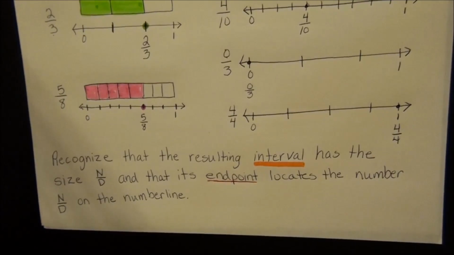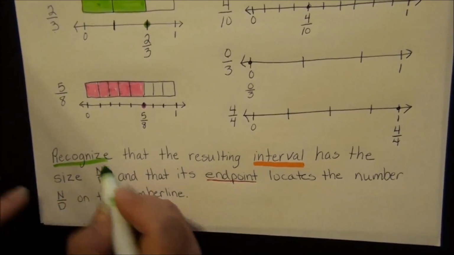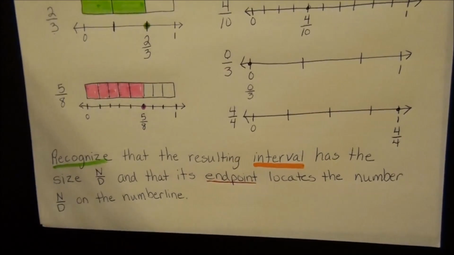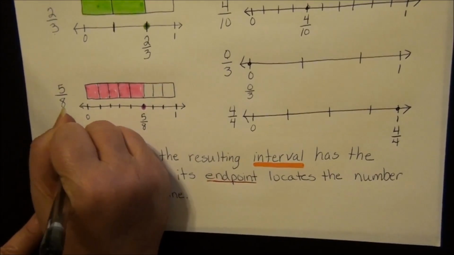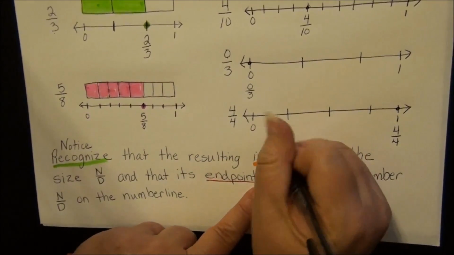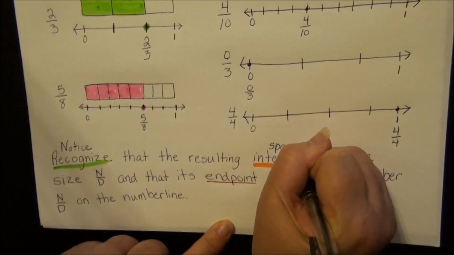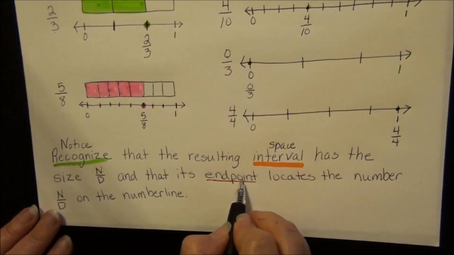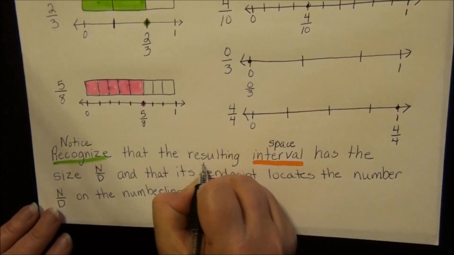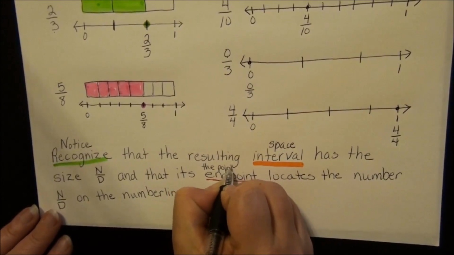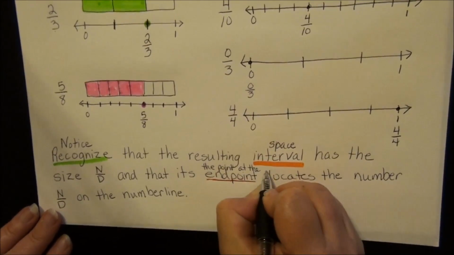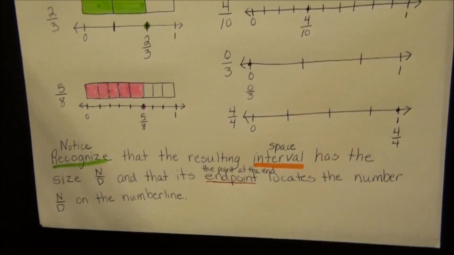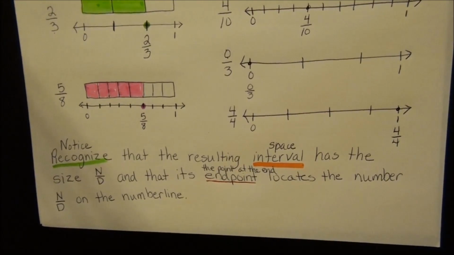And then our action word is to recognize. And we used recognize in the last lesson, and we said that one means notice. And before that, interval, we said means space. And the endpoint is exactly what it says, the point where it ends. So the point at the end. Now it doesn't mean at the end of your open number line. Okay, it just means the point where you stopped to put your dot down. Could be the end of the open number line, but not always.